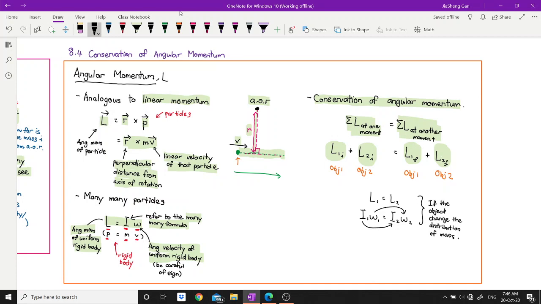So basically, it's just three formulas: L equals R cross mv, L equals I omega, and for conservation of angular momentum, determine one event and determine one moment, the first moment, the second moment, then sum up all the angular momentum for one moment, which equals all the angular momentum at another moment. The moment here is a moment in time, it's not moment of inertia.